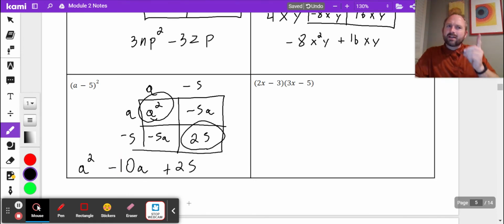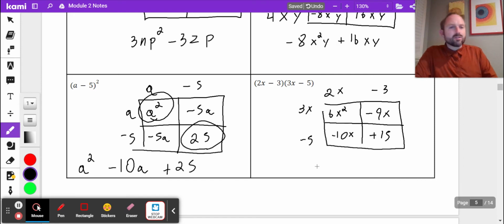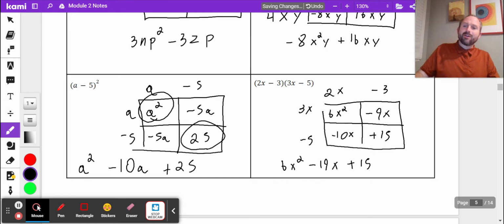So let's go ahead. I want you to solve the next one. I'll show you my work in 5, 4, 3, 2, 1. All right, here it comes. So here's my area model right here. And if I combine everything inside, I should get the following. All right, there we go.